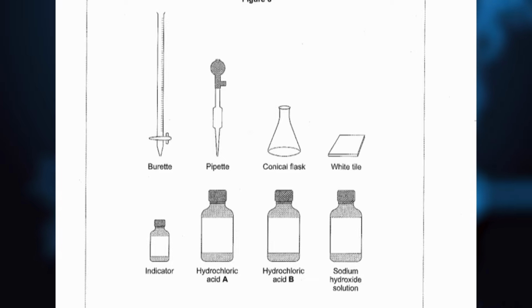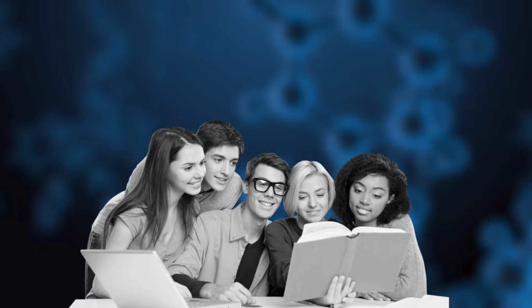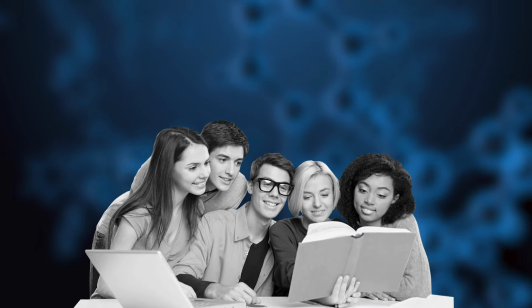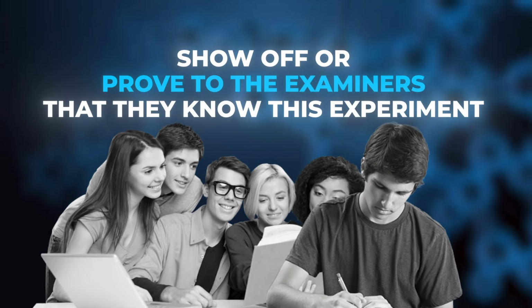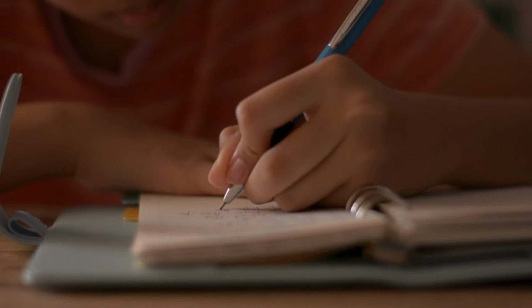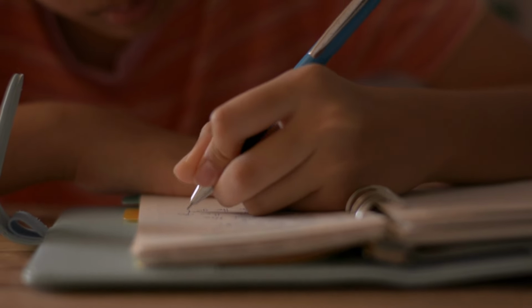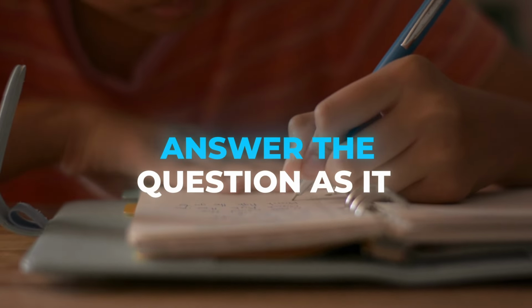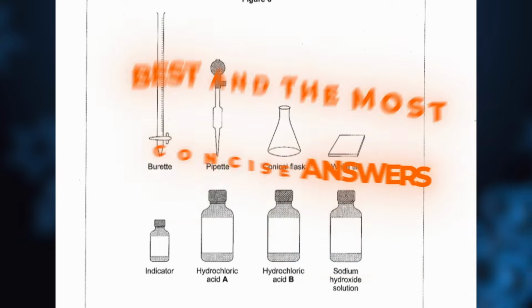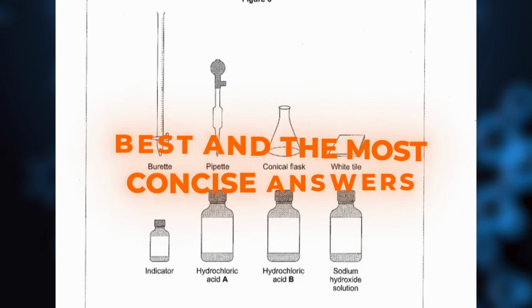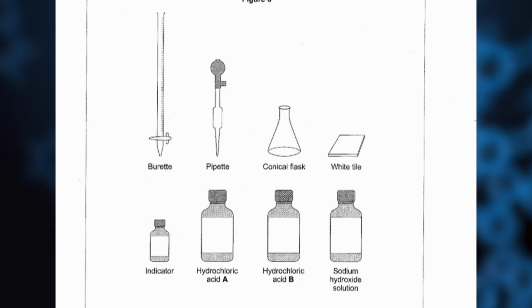And what I've seen from students that I've tutored or my team have tutored in the past is that students, because they've learnt this titration experiment and they want to show off or prove to the examiner that they know this experiment, write down the entire process. A lot of them still do link it to the apparatus, but what you're better off doing is literally answer the question as it is. The question asks you to talk about the equipment, so talk about the equipment and what you'd use it for exactly, because that's where the best and the most concise answers are going to be, leading to the best marks.